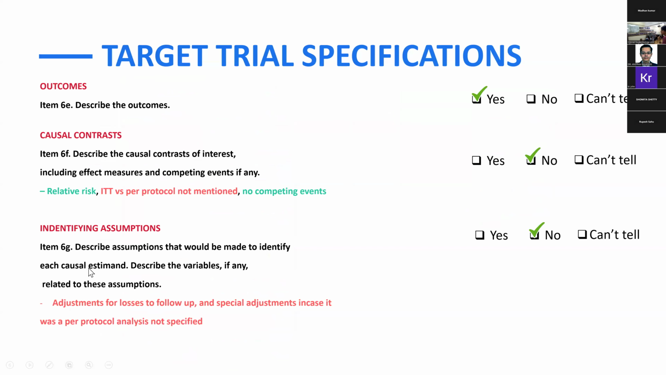Identifying assumptions: you have to make a pre-specified protocol as to what you are going to do if you have missing data, losses to follow up, attrition. That they had not done. What will they do if they are doing per protocol analysis, how will they adjust for losses to follow up? So I have given that a no.